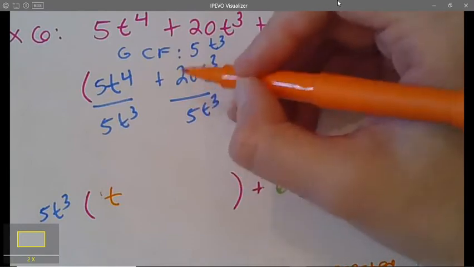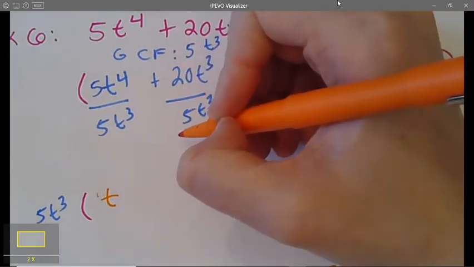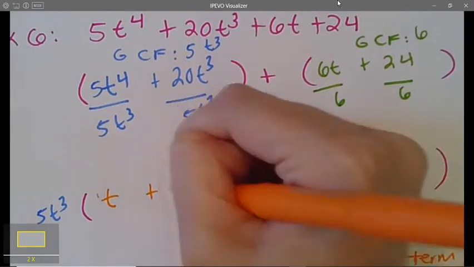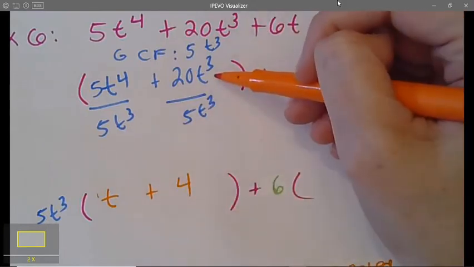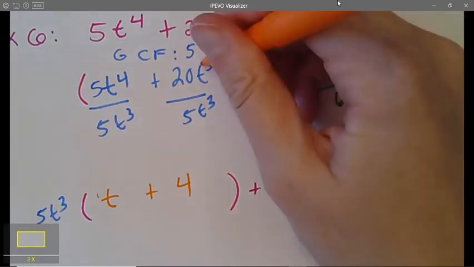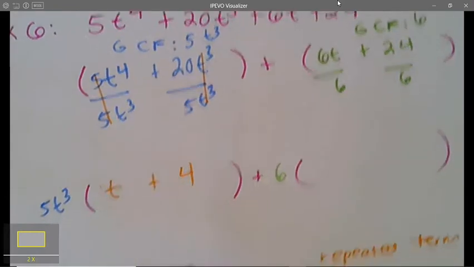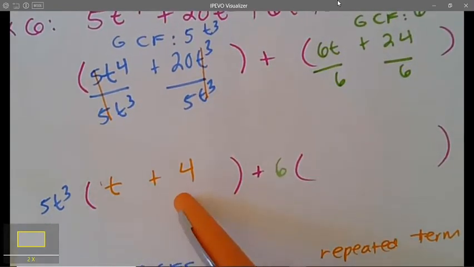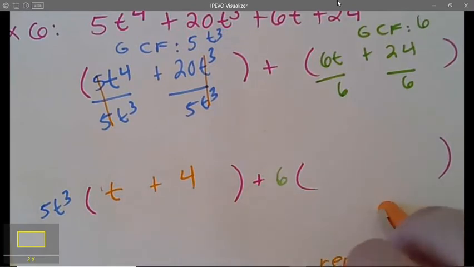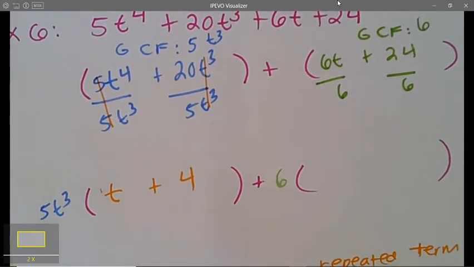And now I'm going to divide these. So 20 divided by 5 is 4. And t to the third divided by t to the third will cancel out because anything divided by itself is 1. So my goal, if I did this correctly, I should end up with t plus 4 in this parenthesis. So let's see what happens.